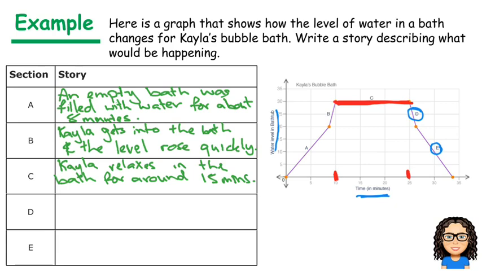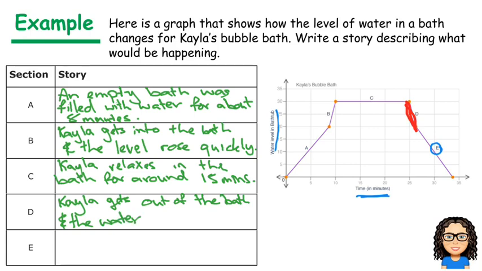Let's have a look now at our next section, section D. Let's have a look what happens there. All of a sudden that line drops down very quickly. So that is likely to be when Kayla's getting out of the bath. So Kayla gets out of the bath and the water level drops quickly.